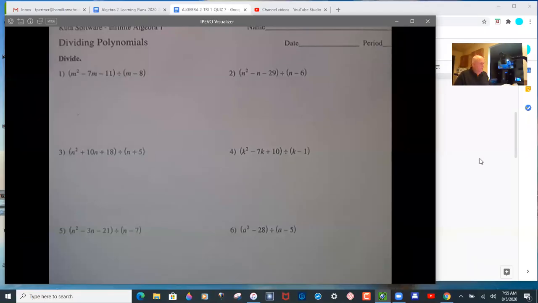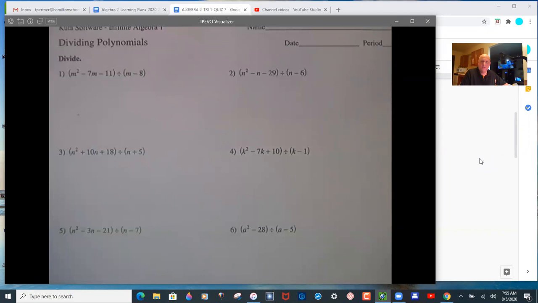This is the third assignment for the 7th quiz on adding, subtracting, multiplying, and dividing polynomials. And this is something you probably have not seen. And I'm going to show you two techniques. The first is going to be simply called long division.